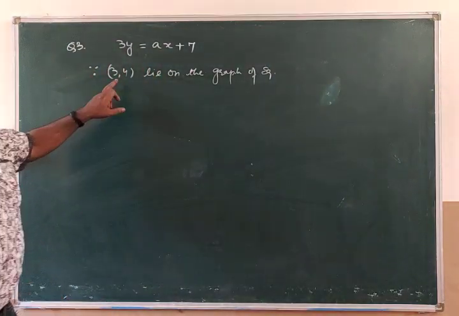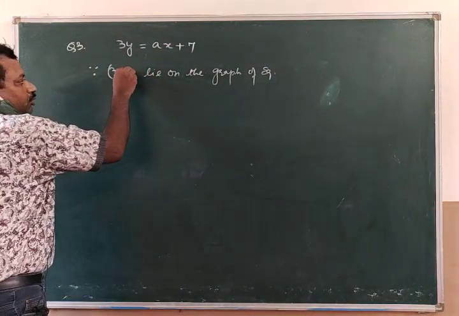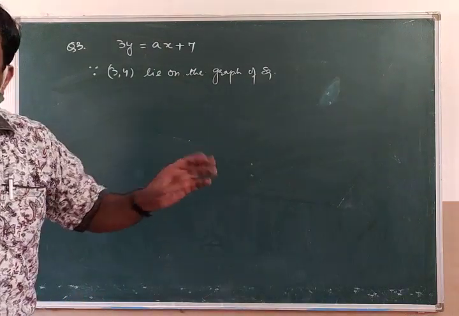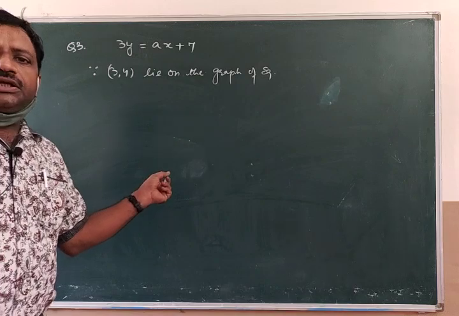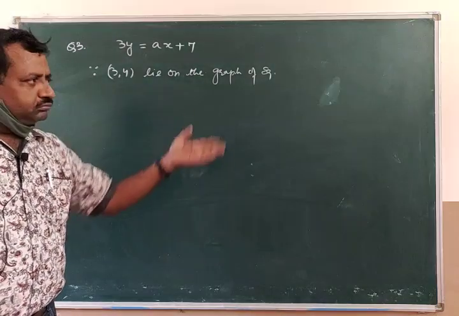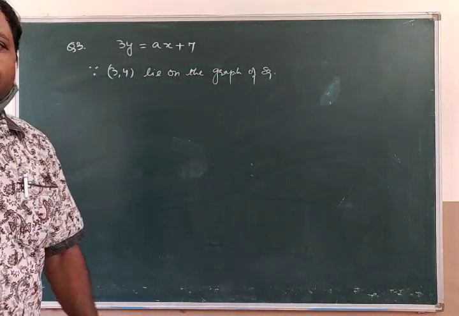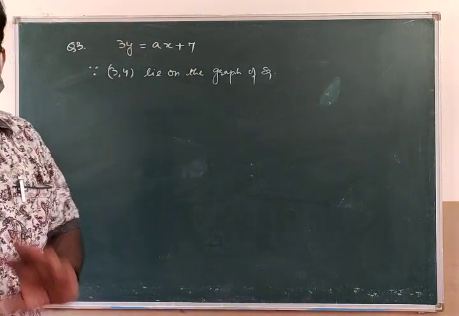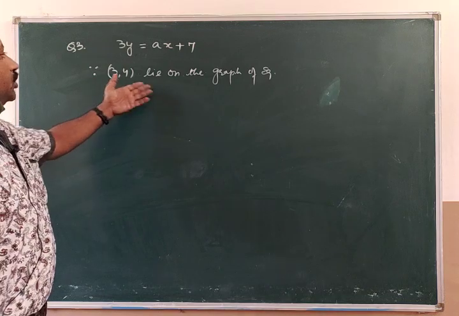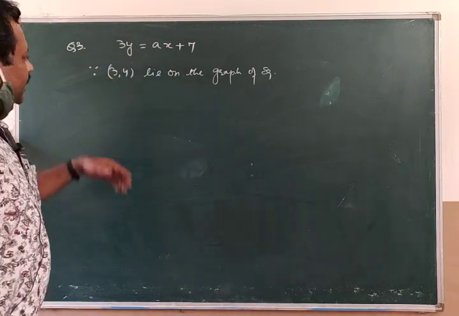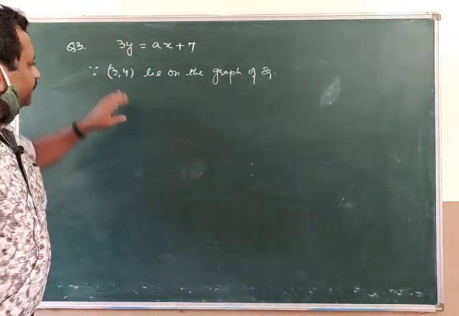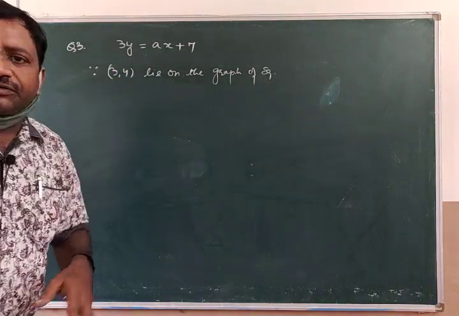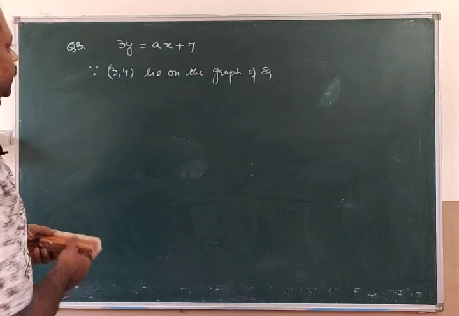because this point (3, 4) lies on the graph of the equation, naturally it is the solution of the equation. We have done in the graphical representation also, every point on the graph line is a solution of the equation. So (3, 4) is the solution, and we know that if I put x equal to 3, y equal to 4 in the equation, the left hand side will become equal to right hand side.